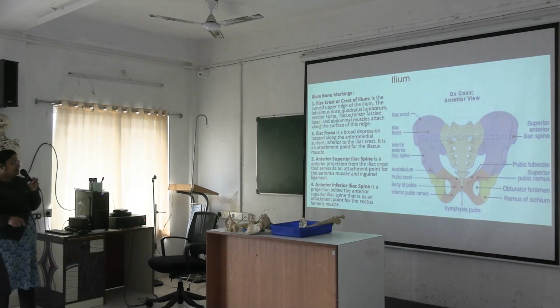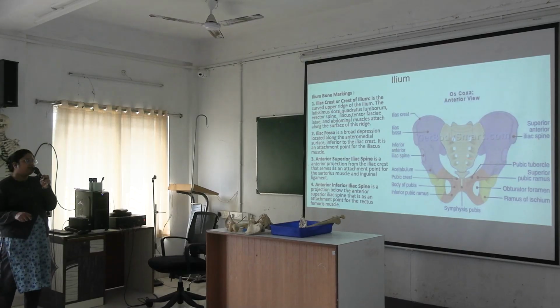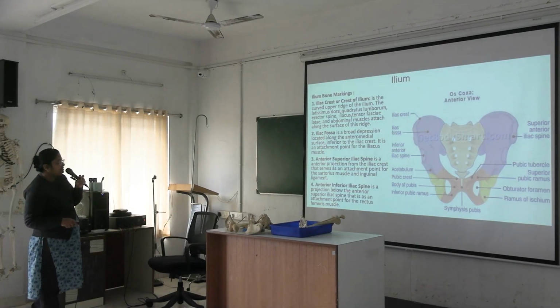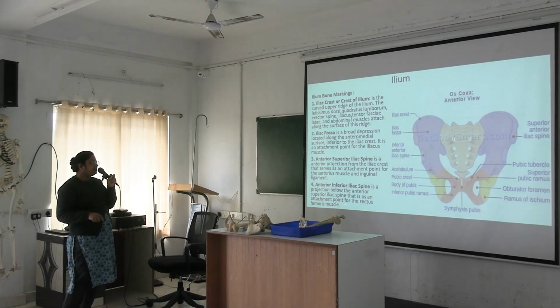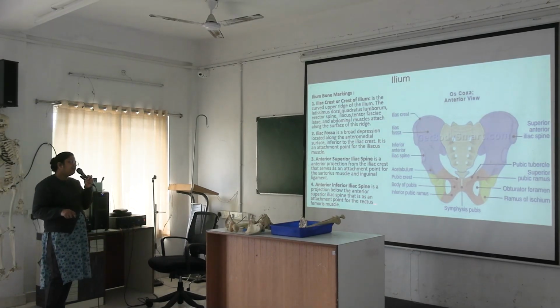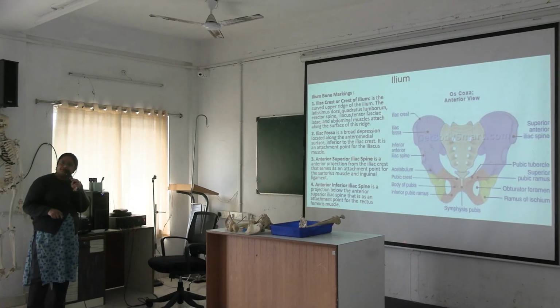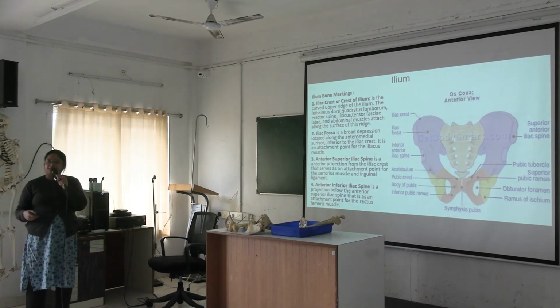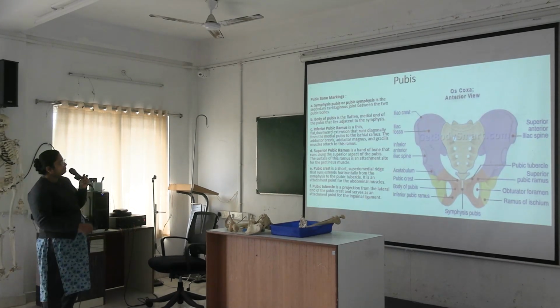Next is the anterior inferior iliac spine. Here is the anterior inferior iliac spine. It is a projection below the anterior superior iliac spine, and it gives an attachment point for the rectus femoris. Okay, the straight head of the rectus femoris.